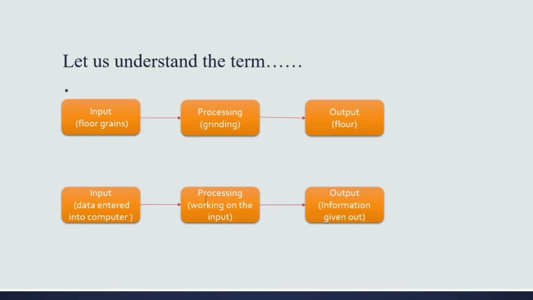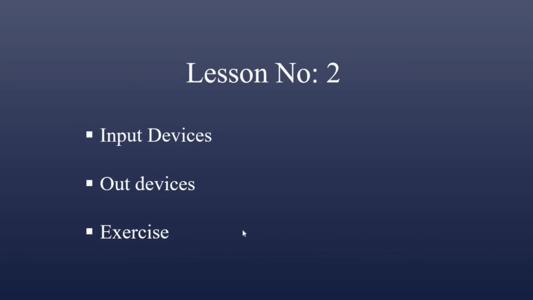Second, processing. What is processing? Working on the input. And the last one is output, the information given out from the CPU. For example, I write my name, that is the input. The CPU works on my name, so it is processing, and the monitor displays my name, which is called the output.